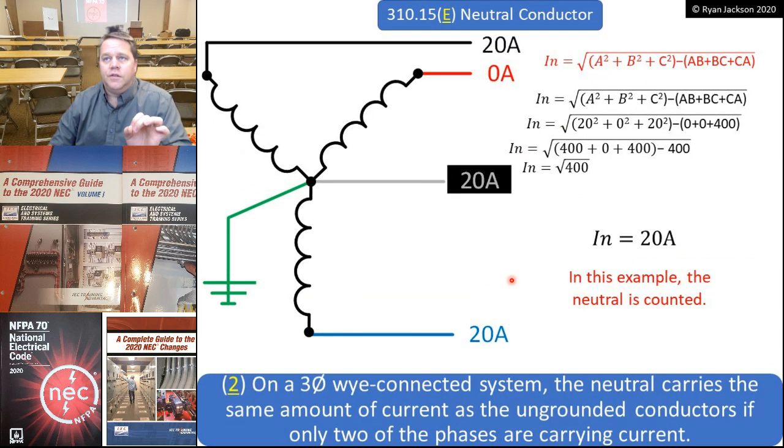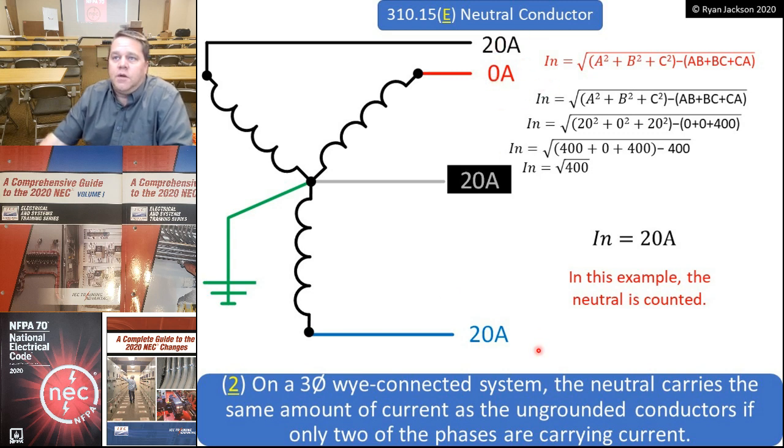Here's a little pitfall that you can find yourself in. On a 3-phase Y-connected system like this, the neutral carries the same amount of current as the ungrounded conductors if only 2 of the phases are carrying current. All right, so take a look. I've got 20 amps on phase A, 0 on phase B, 20 amps on phase C. That means you will actually have 20 amps on the neutral. So would you count that? Absolutely, yes. So all 3 of those conductors would be considered current carrying. And of course, phase B is not, because phase B is not being used in this application.